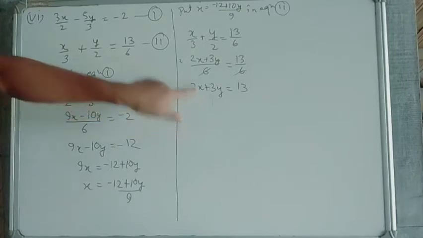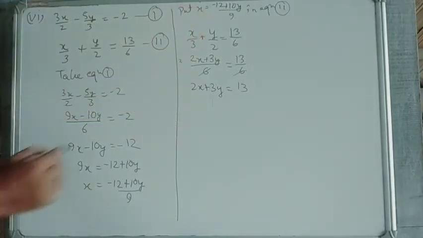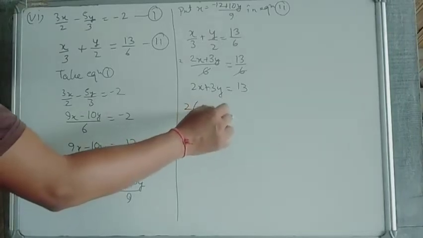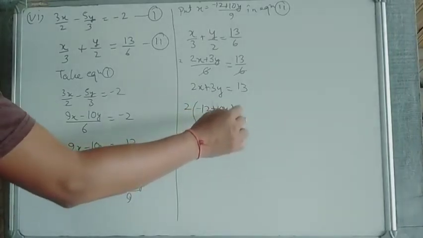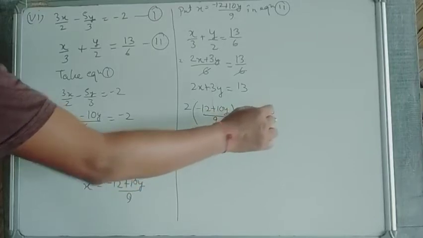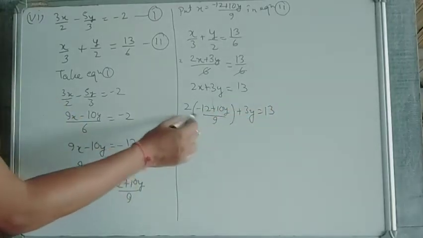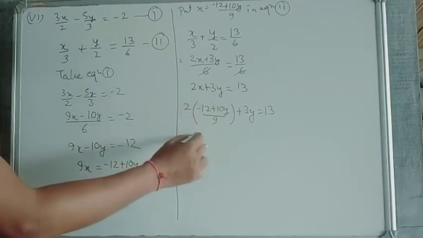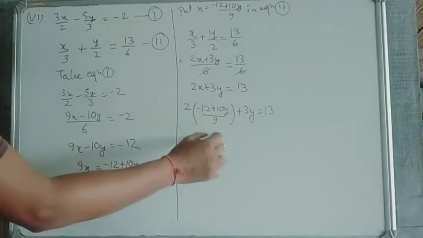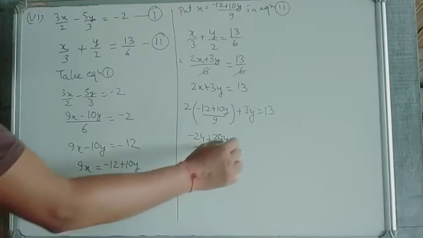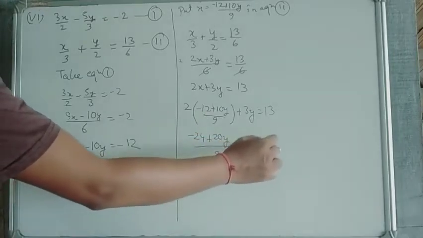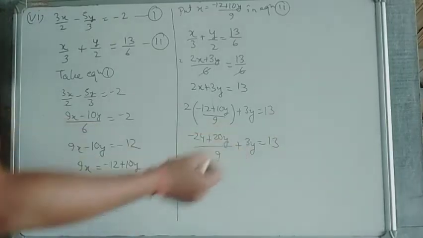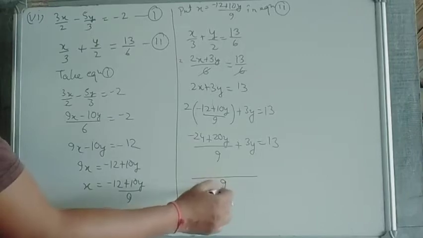Now we will put the value of x here. Now here x will be what? 2 into minus 12 plus 10y by 9 plus 3y equal to 13. Here we cannot cancel 2 and 9, so we will multiply the 2 inside. 2 twelves are 24, plus 2 tens are 20y by 9, plus 3y equal to 13. Now 3 is the remaining, so we will take the LCM of the whole. So 9 will be the LCM.